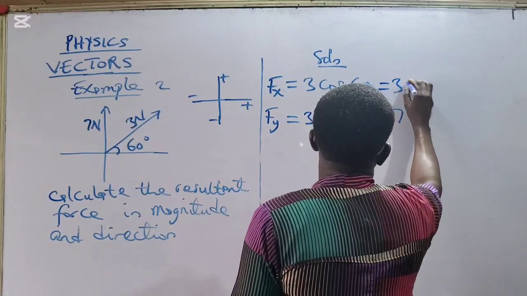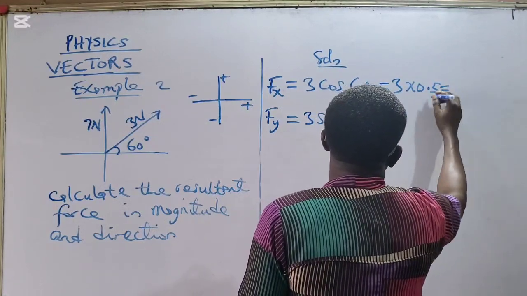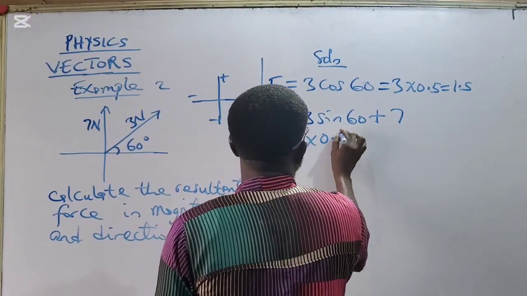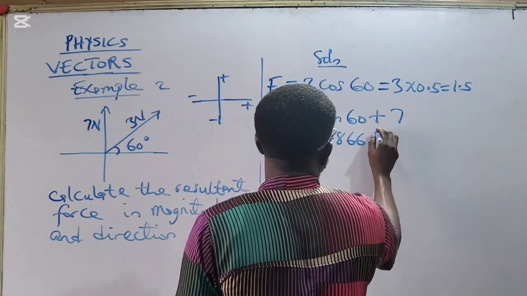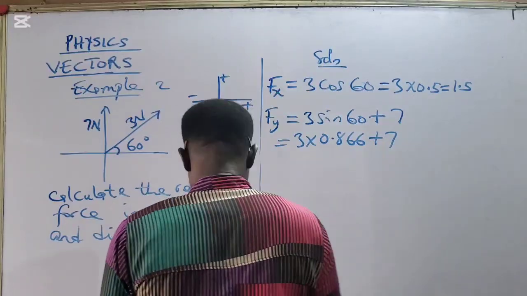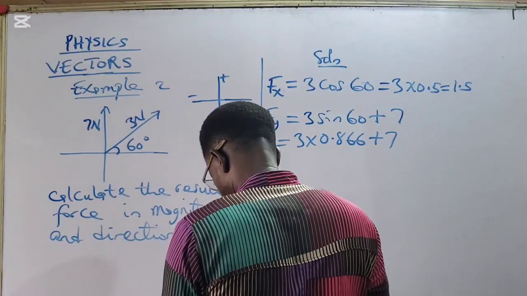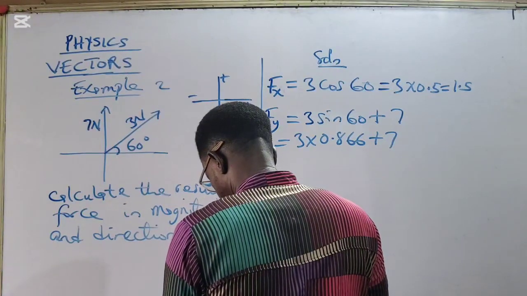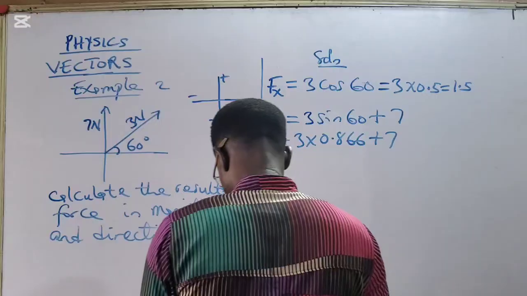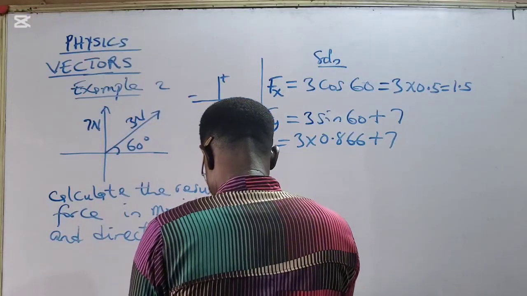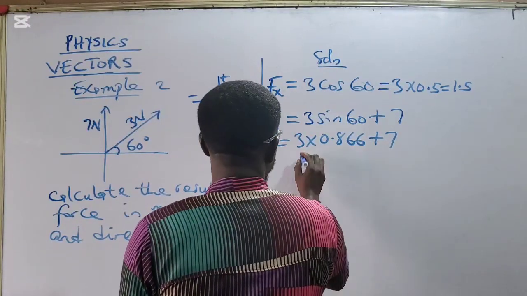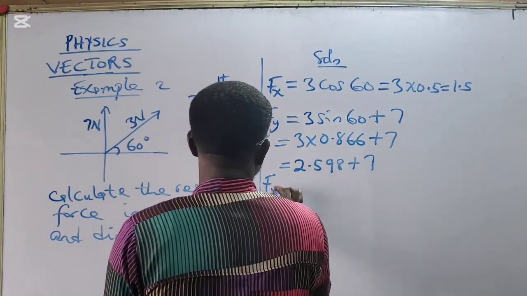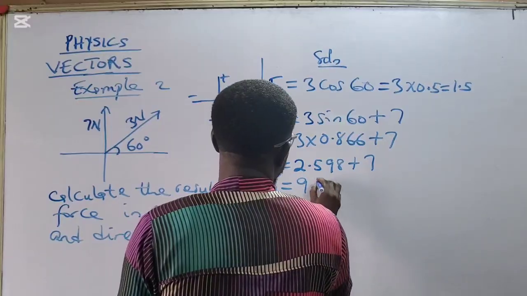So Fx will give us 3 times 0.5, and now the 1.5 here. Fy will give us 3 times 0.866, then plus 7. 0.866 times 3 is 2.598. Well, we'll get 9.598.